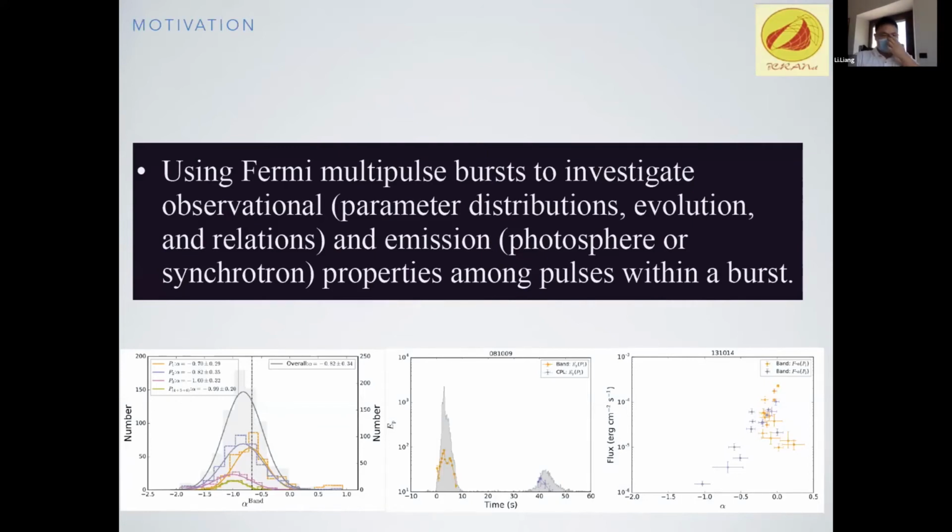The observation properties include the parameter distributions.